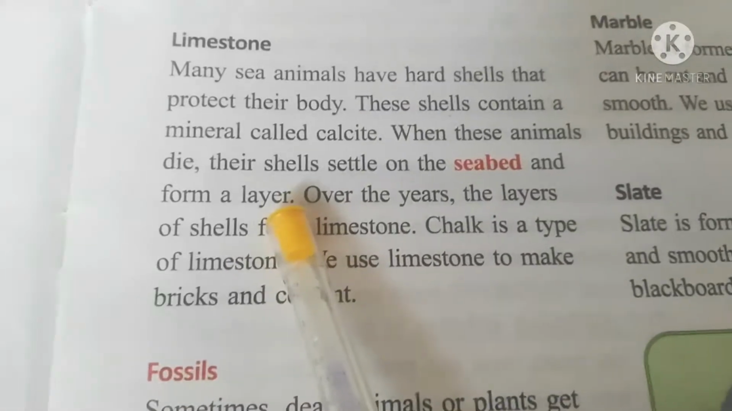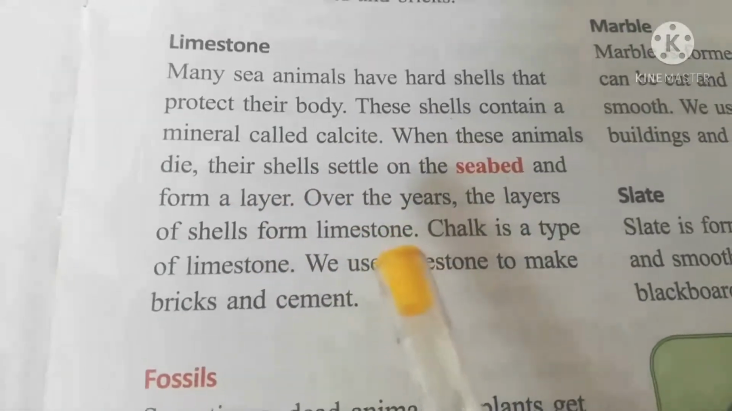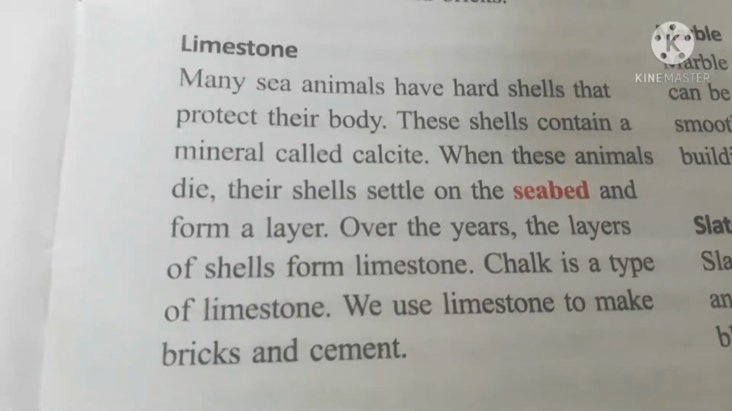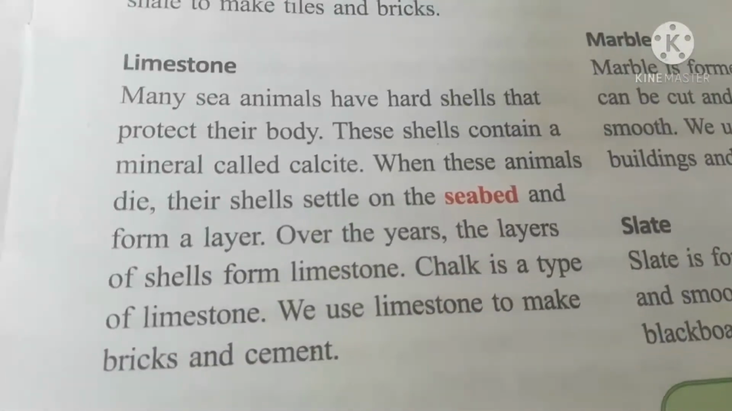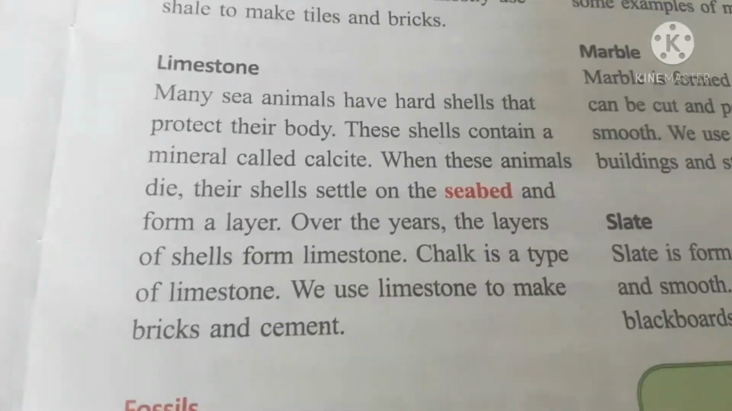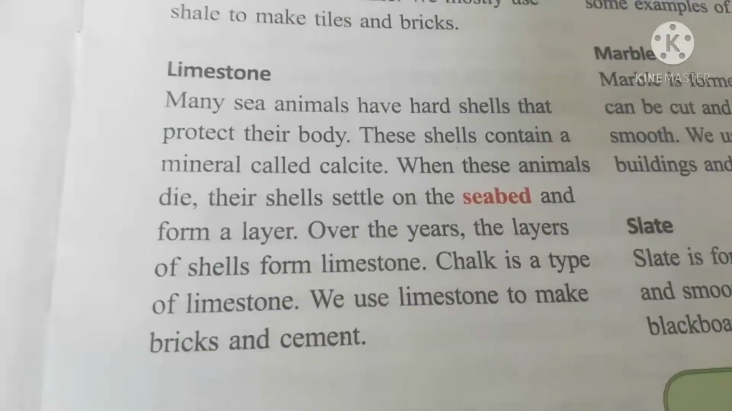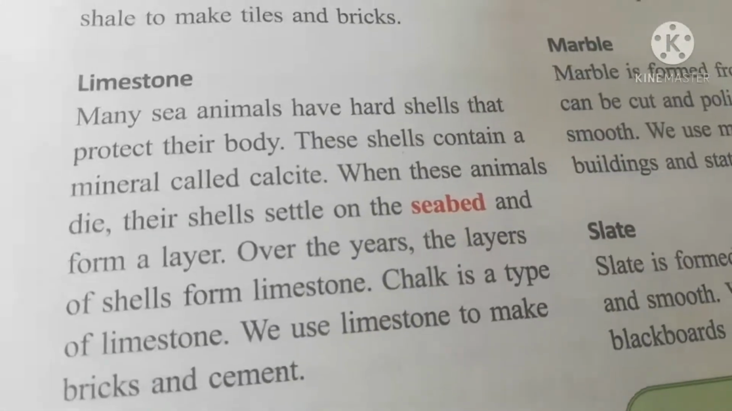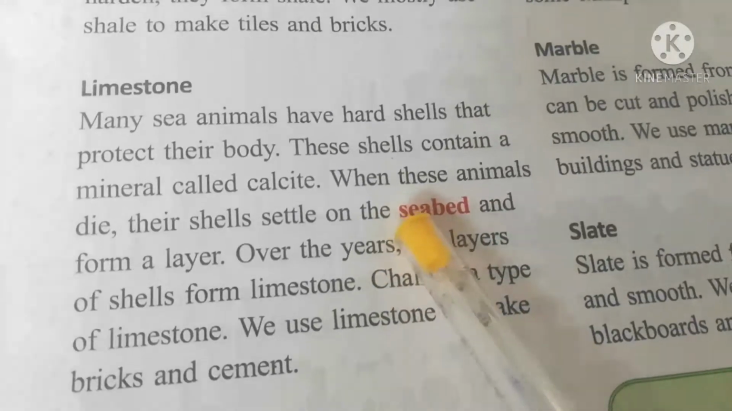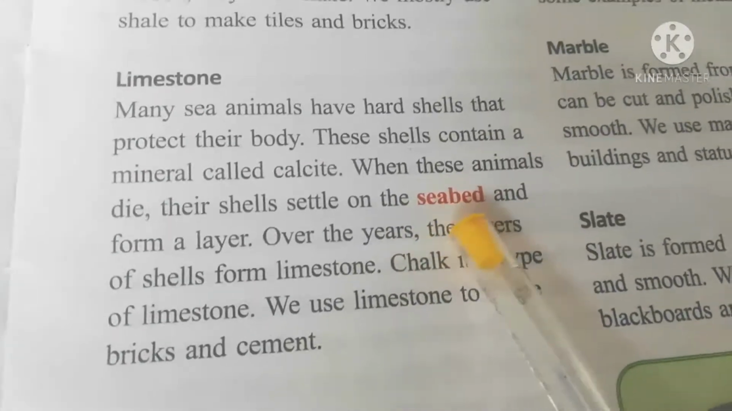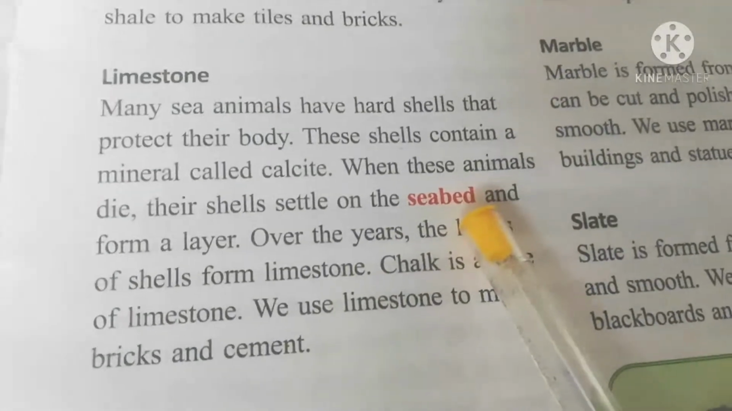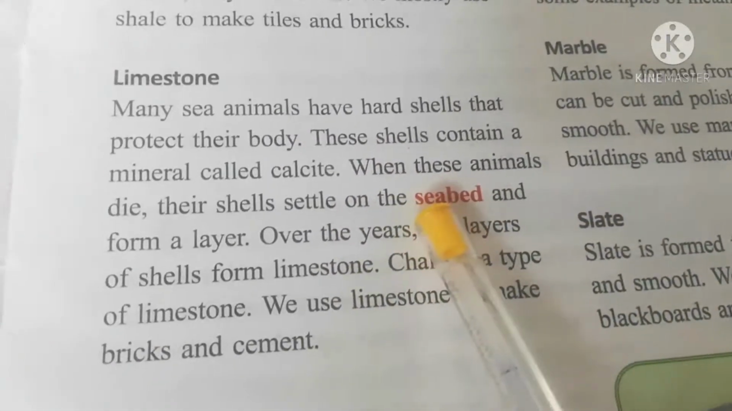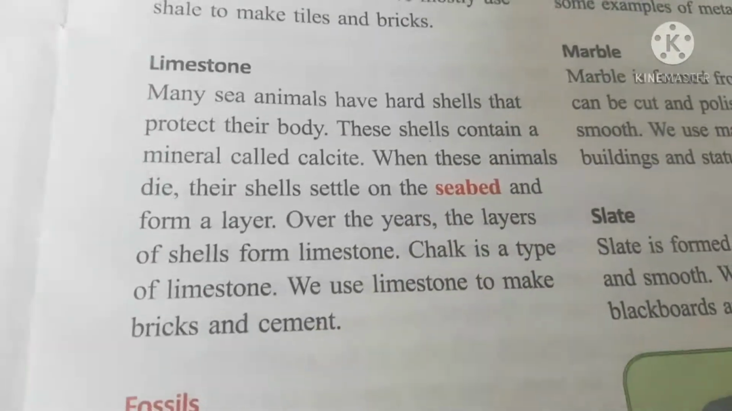So students, how will the limestone be formed? Yes, when the sea animals die, the shells settle on the seabed. Seabed means the floor of the sea or ocean. So students, what do you mean by seabed? Yes, the floor of the sea or ocean is called seabed. Then the shells will settle on the floor of the seas and form a layer.